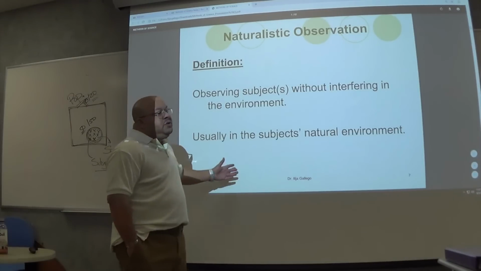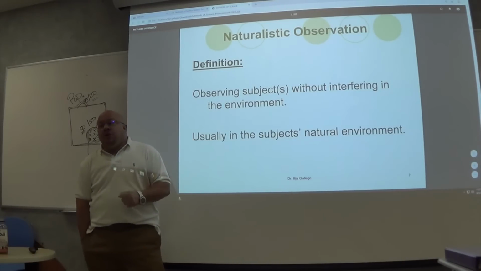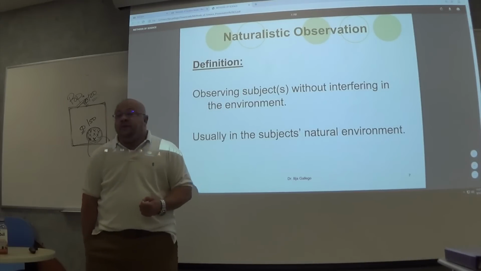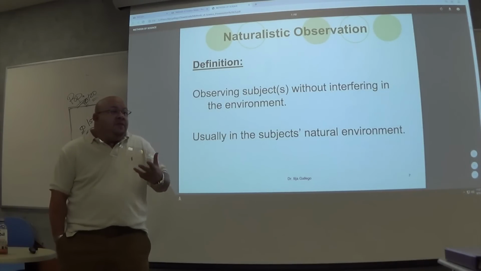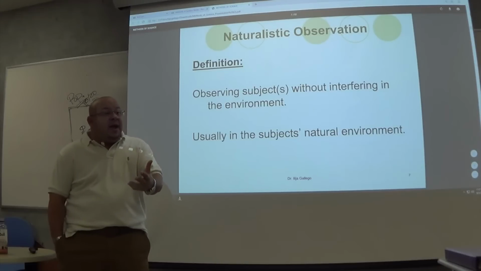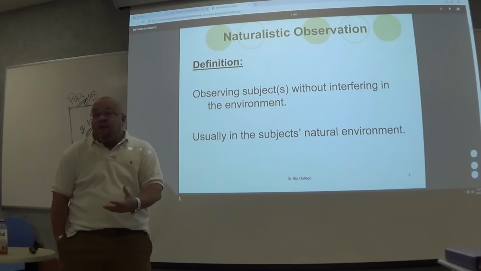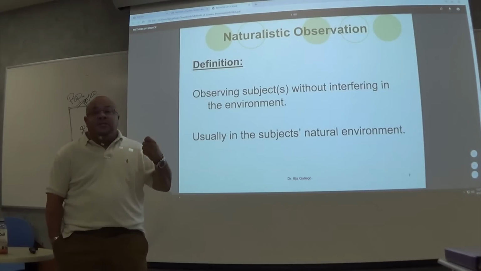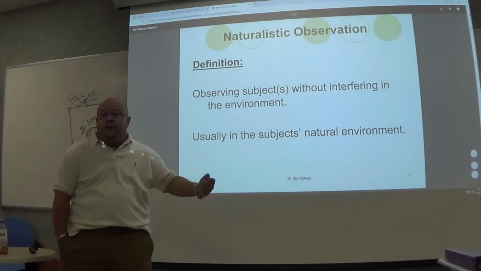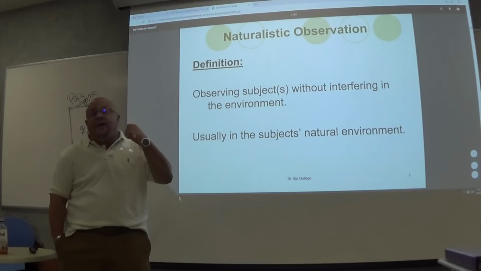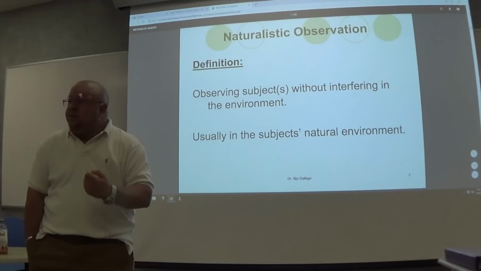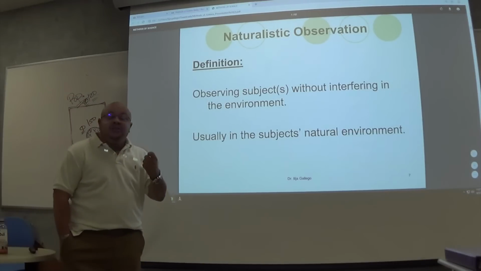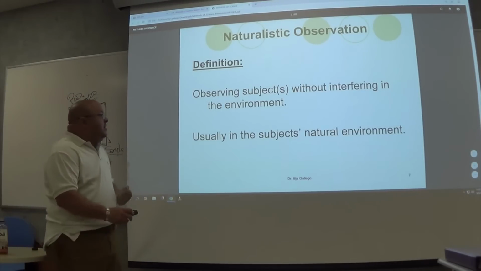All right, so naturalistic observation means that you observe people or animals or whatever you're observing without interfering in what you are observing. Usually it's in the natural environment because if you're not going to interfere, you got to go where it happens, right? So if you want to see kids, you might go to a playground because that's where kids happen. If you want to see teenagers, you go to a mall because that's where teenagers happen. And then if you want to see monkeys, you might go to the jungle because that's where monkeys happen. Okay, I'm getting ahead of myself.